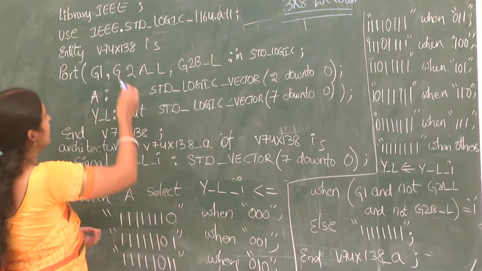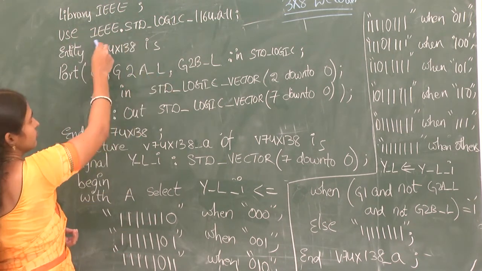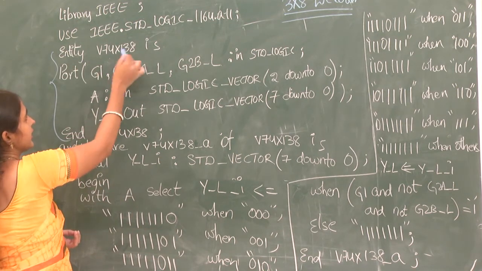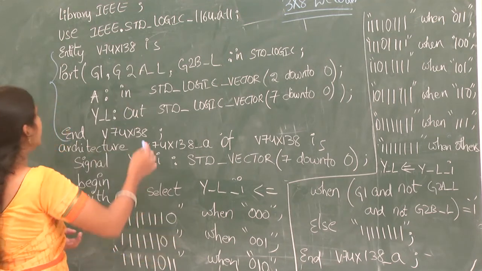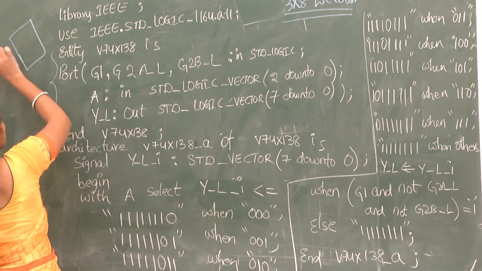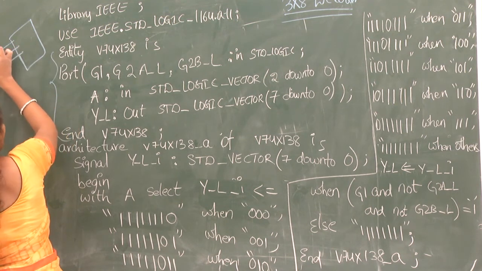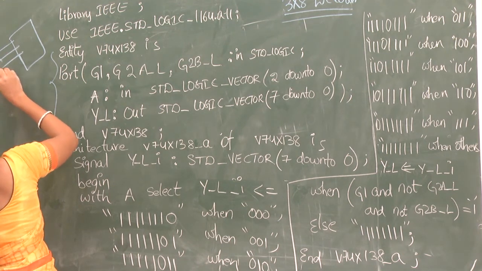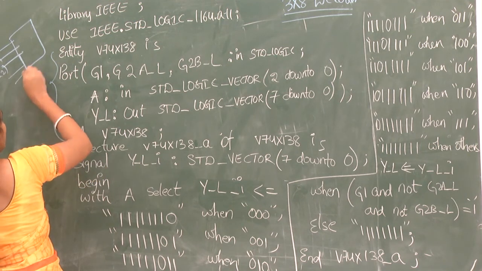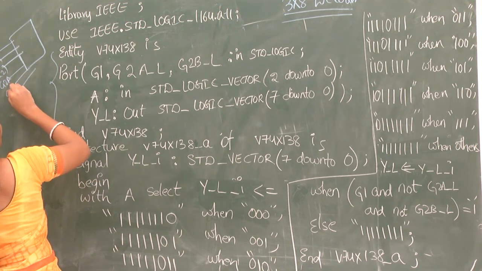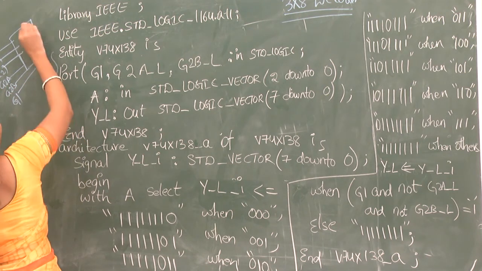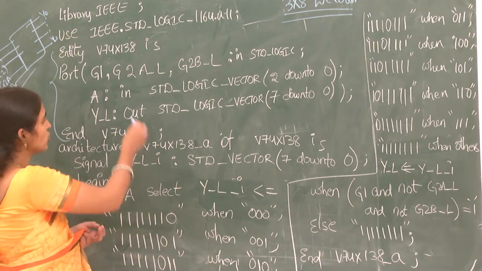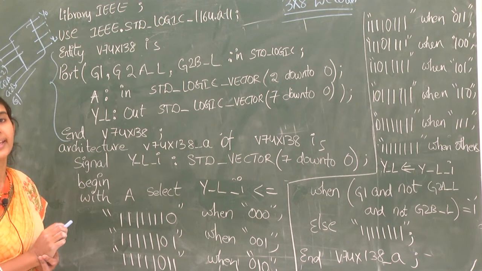Coming here, library and use IEEE, you know this. Coming to your entity declaration, what are your inputs? If you see the IC, suppose I am taking A, which is 3 inputs: A(0), A(1) and A(2). You have 3 enable inputs, G2A, G2B as well as G1, and 8 outputs, Y0 and so on up to Y7. That is what you will mention in your entity declaration.